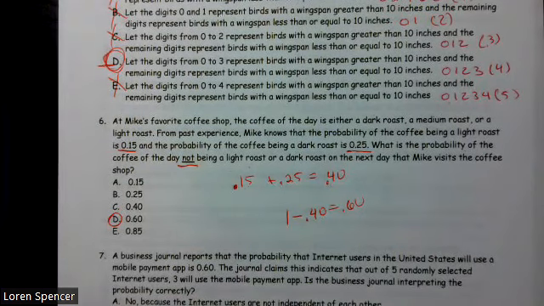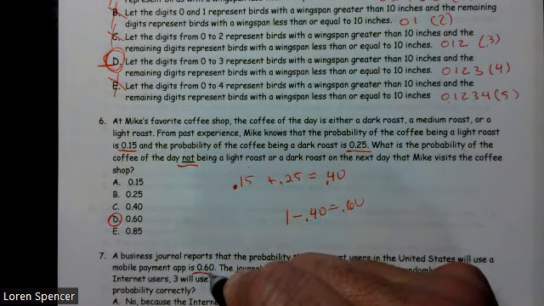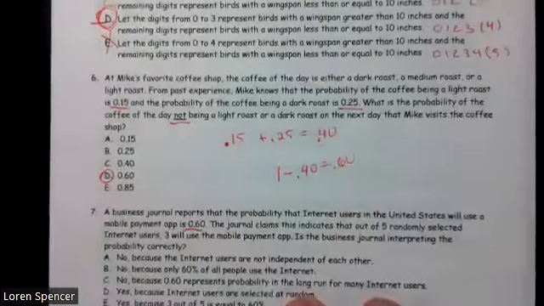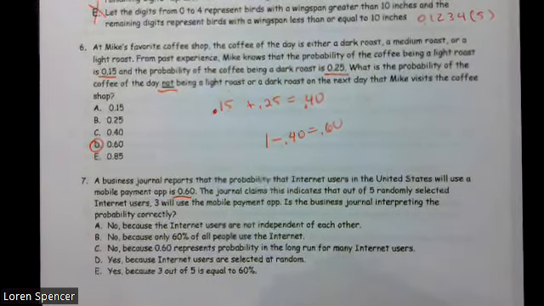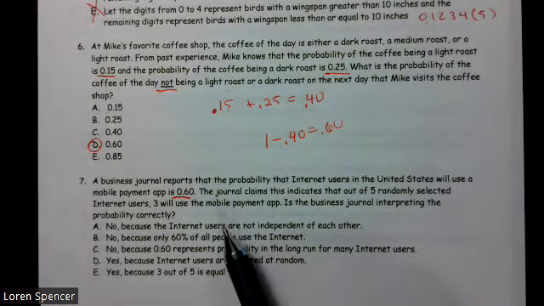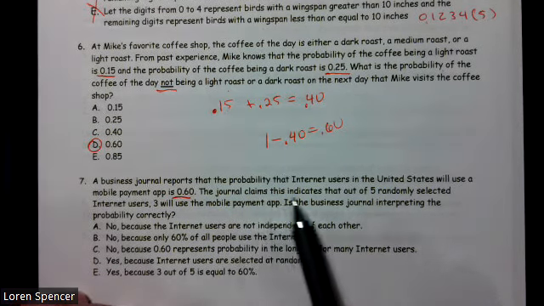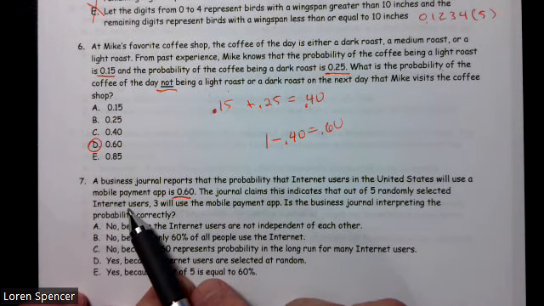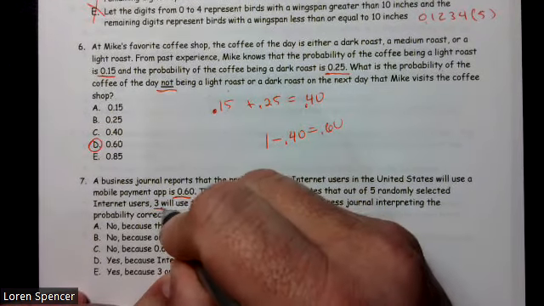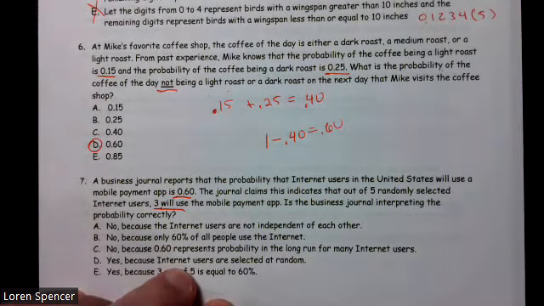Okay, moving on to number 7. Number 7, a business journal reports that the probability that internet users in the United States will use a mobile app is 0.60. So that means on average, in the long run, we'd expect 60% to do it. If we did repeated sampling, we're going to capture it 60% of the time. So the journal claims that this indicates that out of 5 randomly selected internet users, 3 will use the mobile payment.